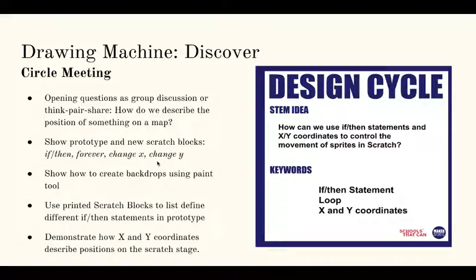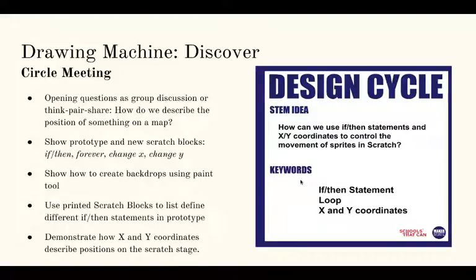So this might be a slightly more involved circle meeting than usual, just because there's so many new things we're talking about. But our main idea here is how can we use if-then statements and XY coordinates to control the movement of sprites in Scratch.